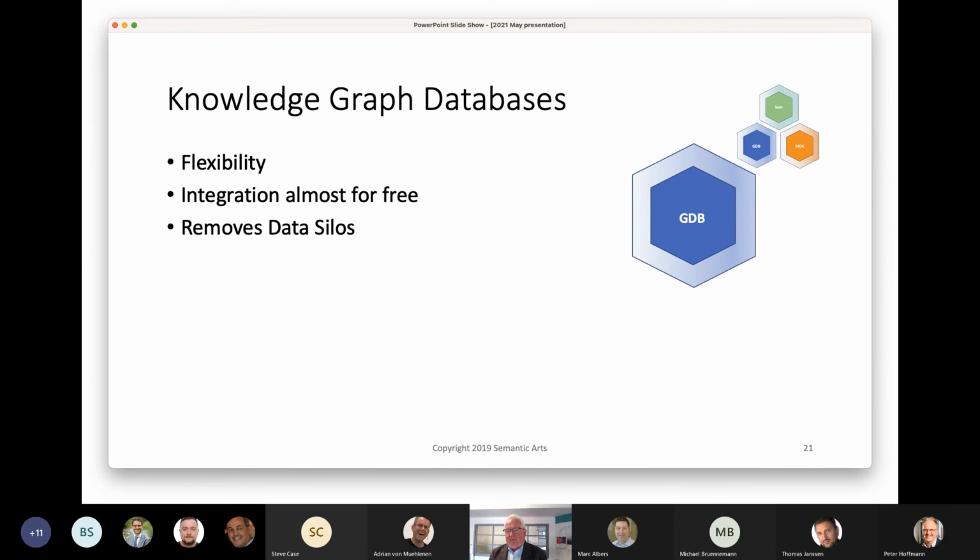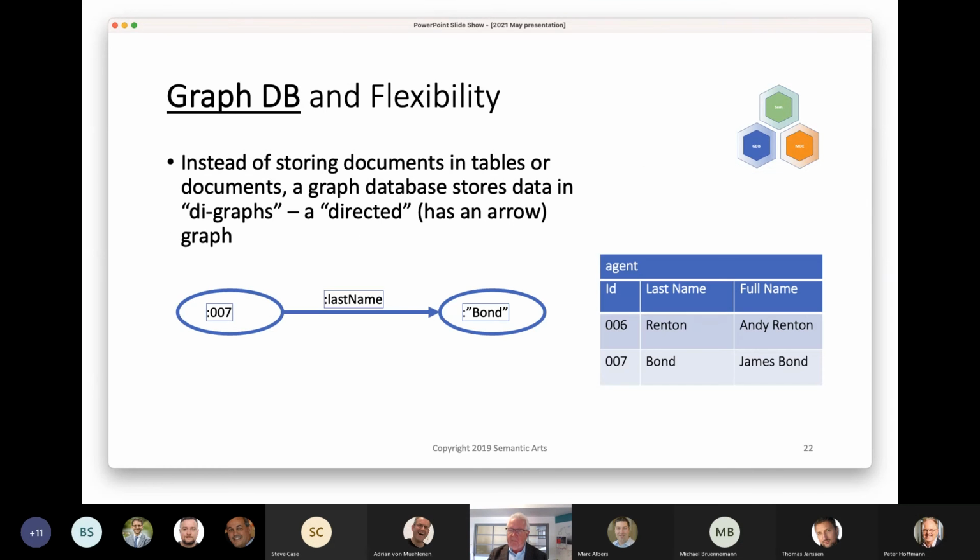So a graph database, I'll have just a couple of slides on this, and these are repeats from the last time if you saw this, but sometimes some of these things bear repeating. It gives you 3 things. It gives you flexibility, it gives you integration almost for free, and this is how you start getting rid of your data silos.